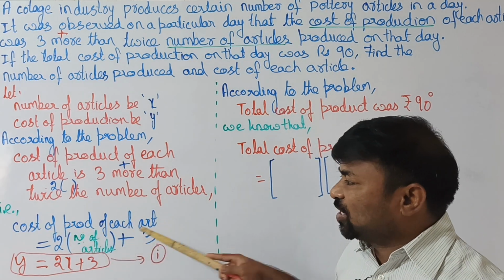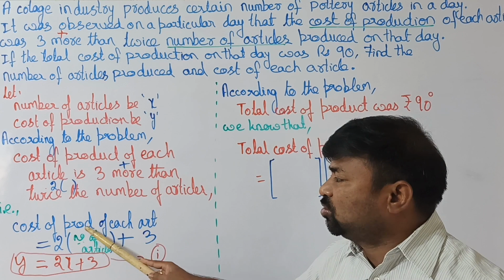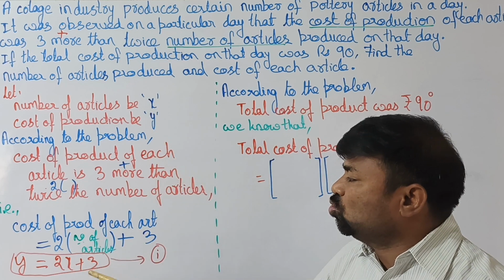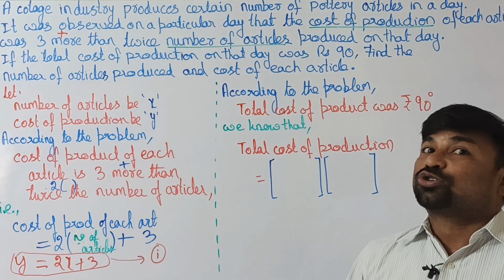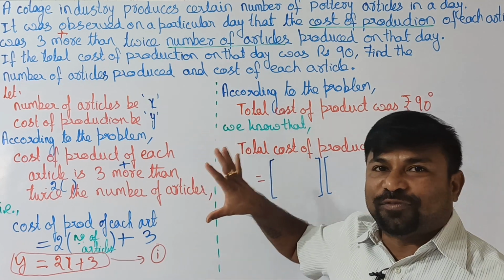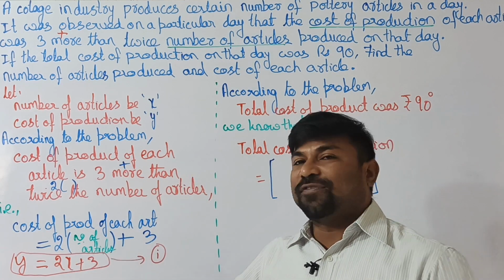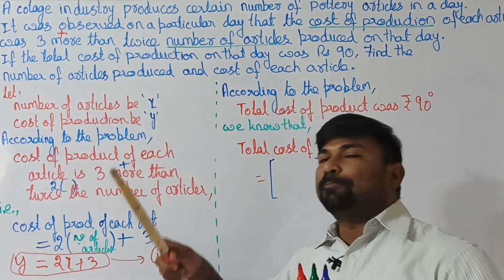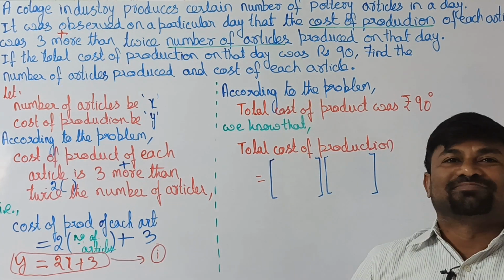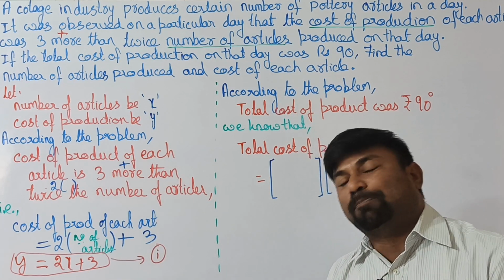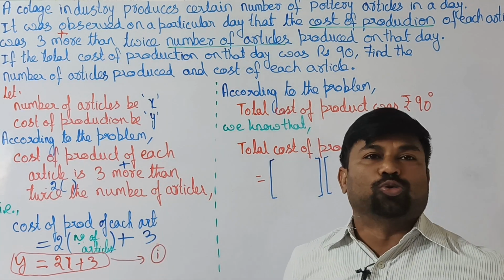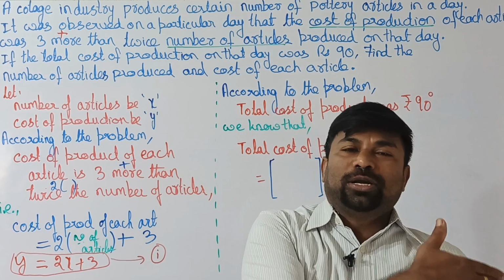So the cost of production means y. y equals 2 into the number of articles, which is x, so 2x plus 3. That's the way. Now we are using the first relation. Wherever we find y, that can be replaced with 2x plus 3. I'm using the first relation for the sake of replacing y with 2x plus 3. Now where to replace?